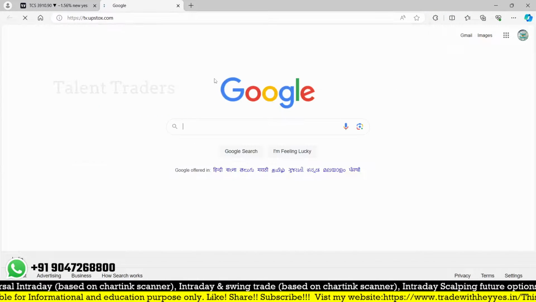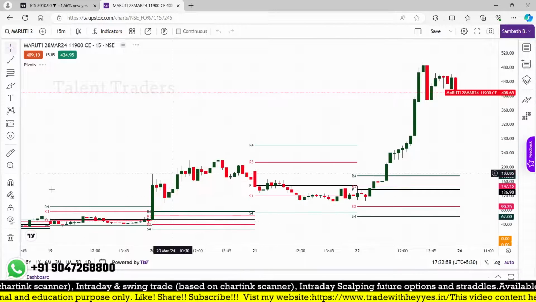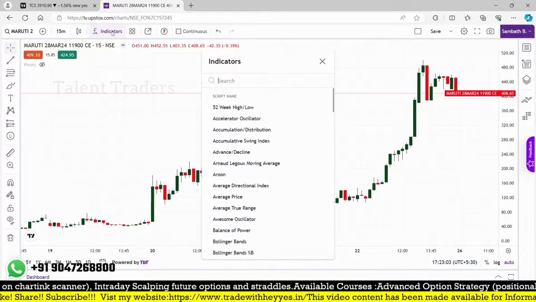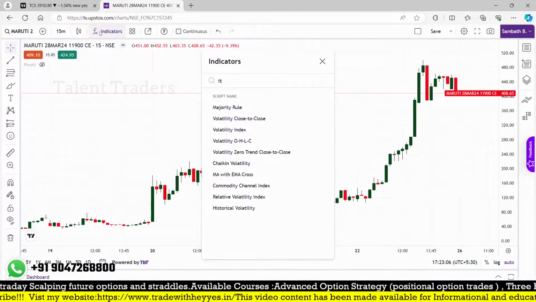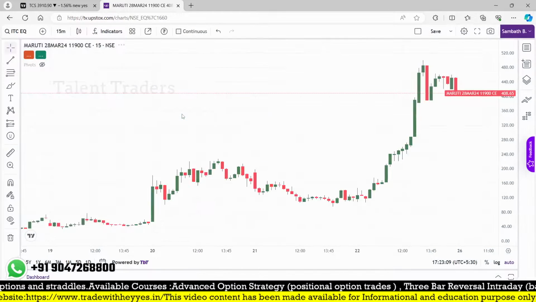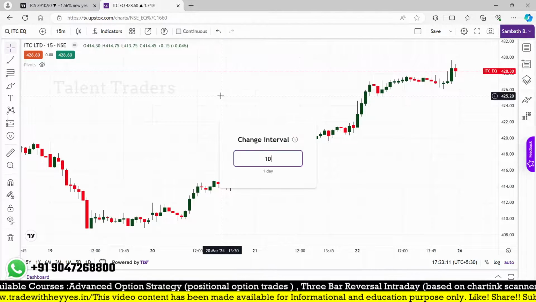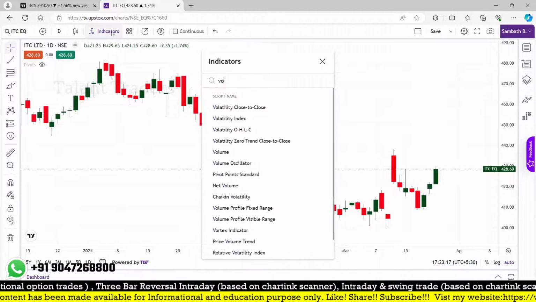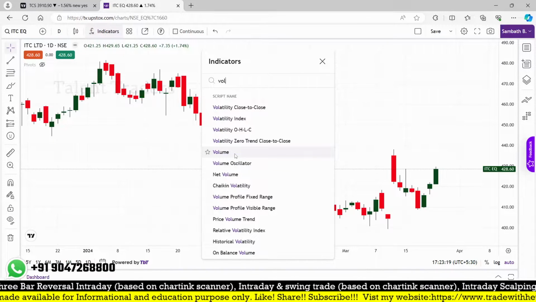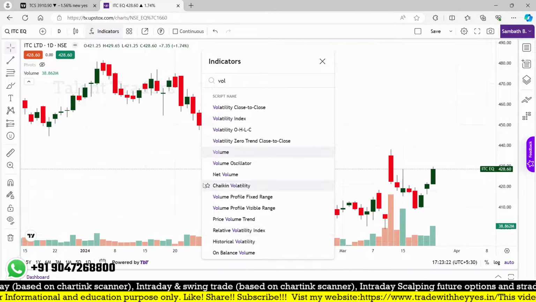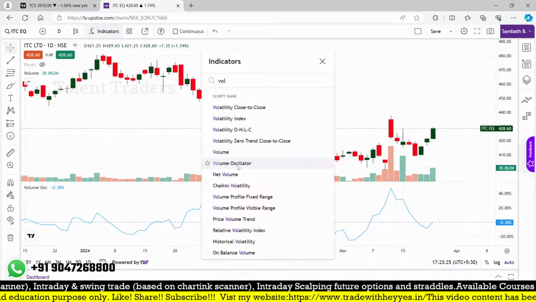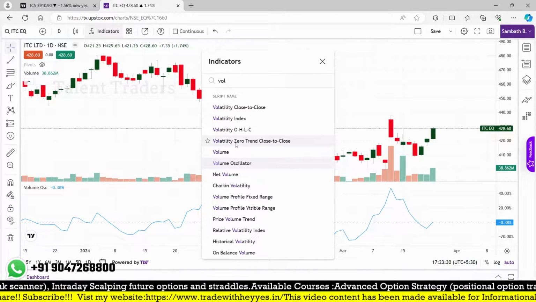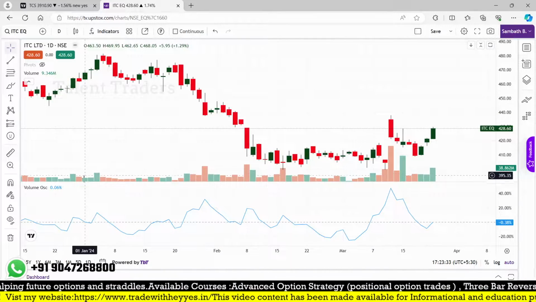Stocks. We add this data, ITC. Okay, and daily time frame. Today also that was working good. So volume, we add a volume. Then why is it showing that on Chartink?